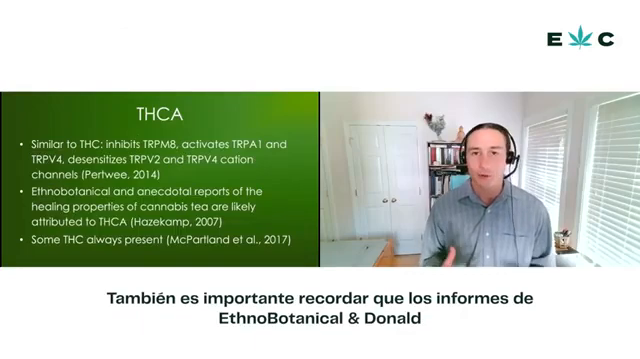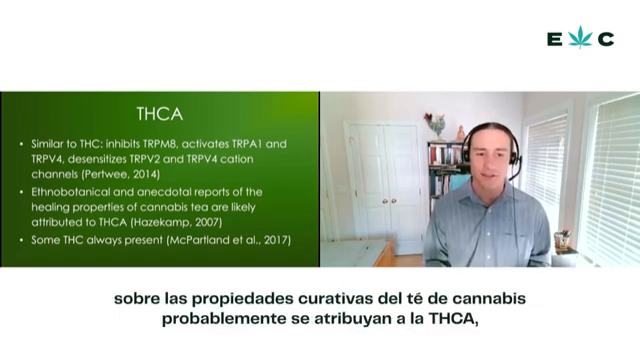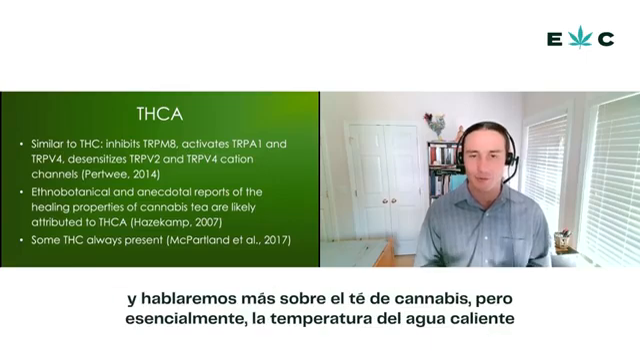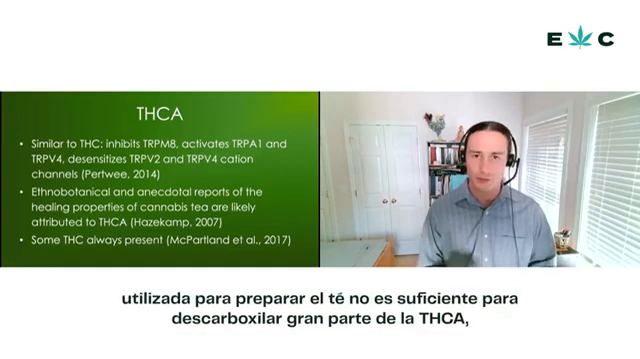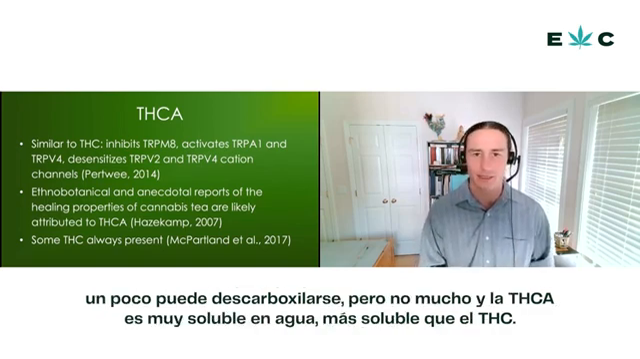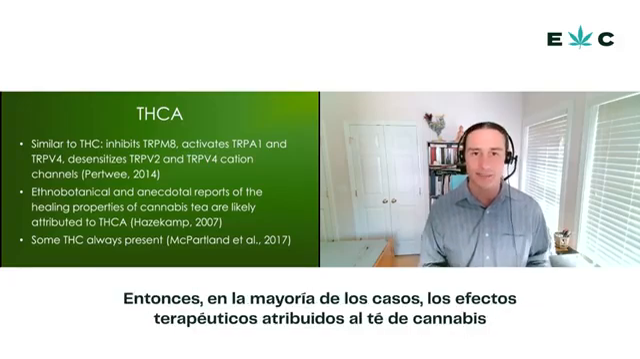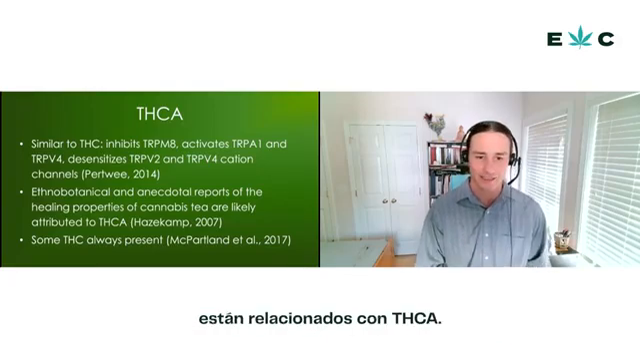It's also important to remember that ethnobotanical and anecdotal reports of the healing properties of cannabis tea are likely attributed to THCA. And we'll talk more about cannabis tea, but essentially the temperature of the hot water used to brew the tea is not enough to decarboxylate much of the THCA. A little bit might get decarboxylated, but not very much. And THCA is so soluble in water, more soluble than THC. So in most cases, the therapeutic effects attributed to cannabis tea are related to THCA.